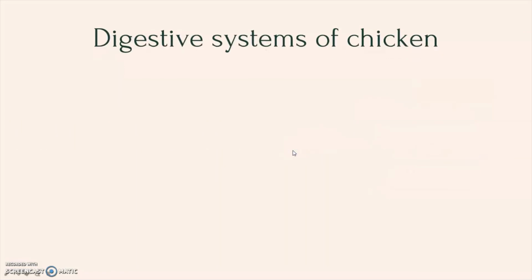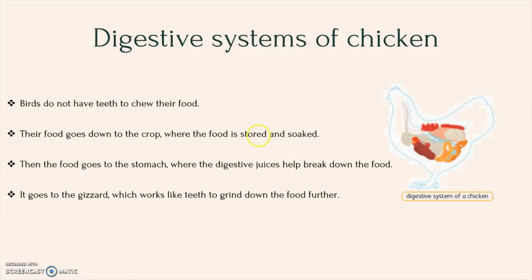Next, digestive system of chicken. Birds do not have teeth to chew their food. Their food goes down to the crop. When the food is stored and soaked, then the food goes to the stomach, where the digestive juice helps break down the food. It goes to the gizzard, which works like teeth to grind down the food further.